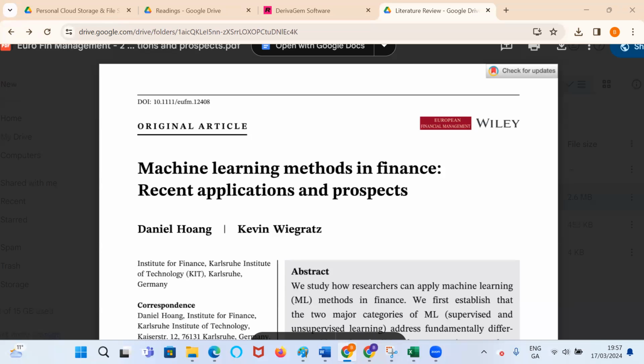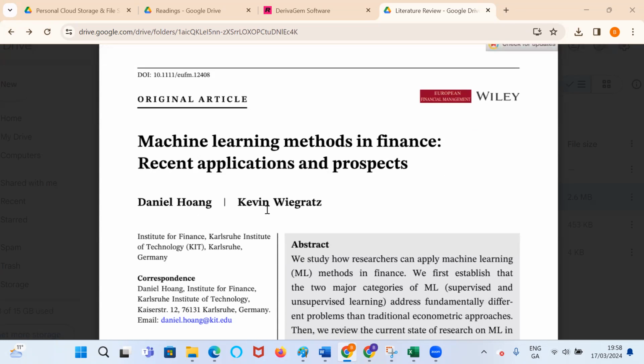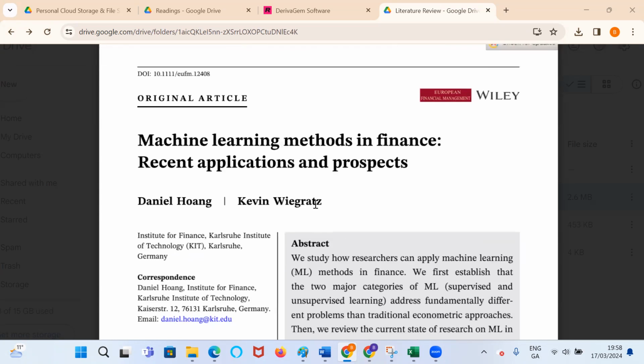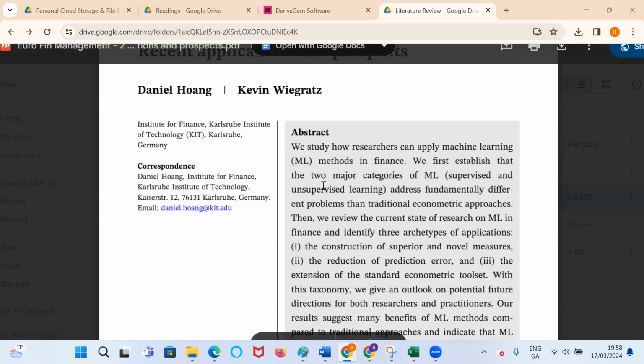Okay, so in this video, I'm going to take a look at some of the differences between traditional econometrics and machine learning. The paper that I'm referencing here is from Daniel Hoang and Kevin Wiegratz, and this is a piece of academic work published in 2023.